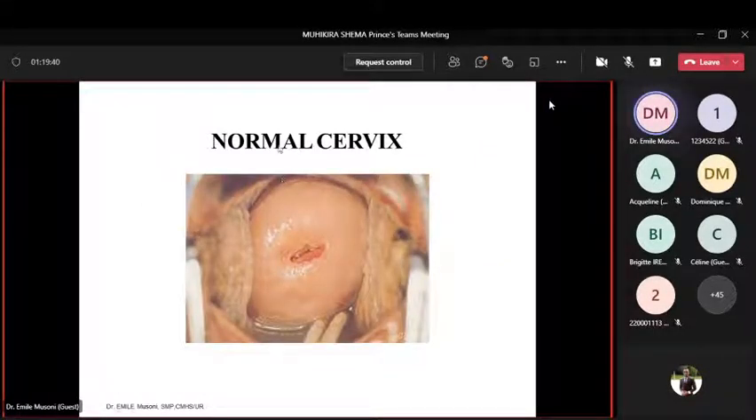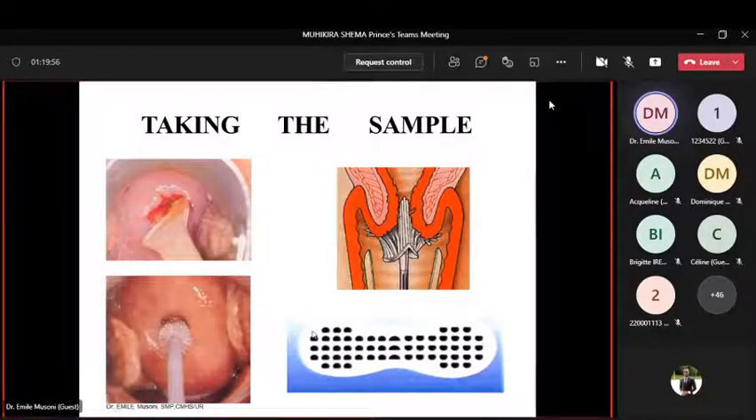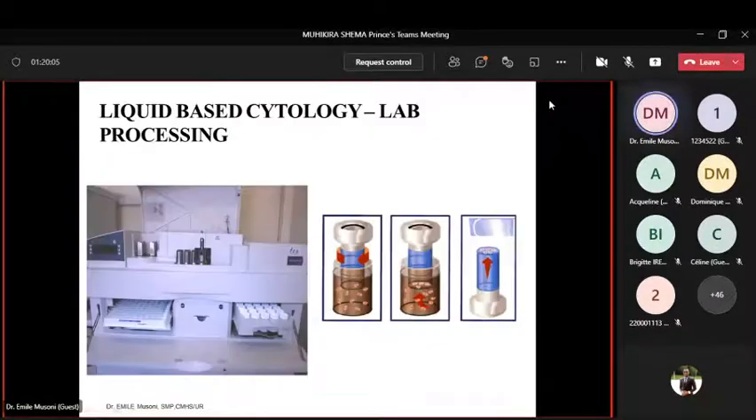So here is the normal cervix. This is the cervical canal. It is where they do the sampling. Here is the ectocervix, and inside is the endocervix. Then you collect a sample here. This is the brush used for collecting the sample. Some spatula here. This is a bottle containing the fluid for liquid-based cytology.